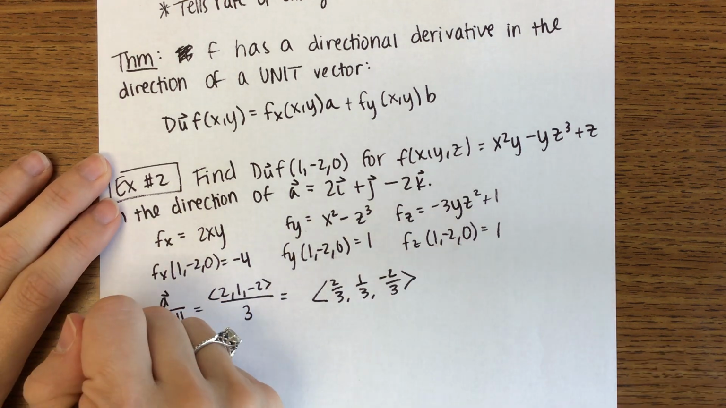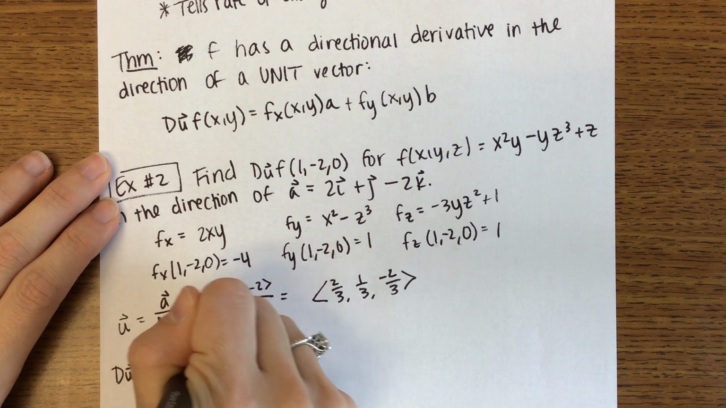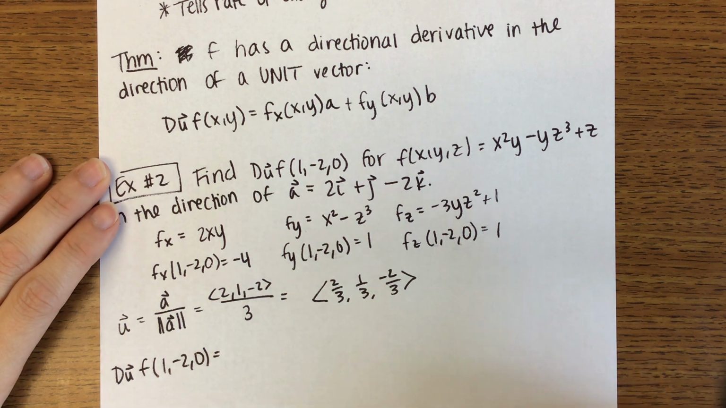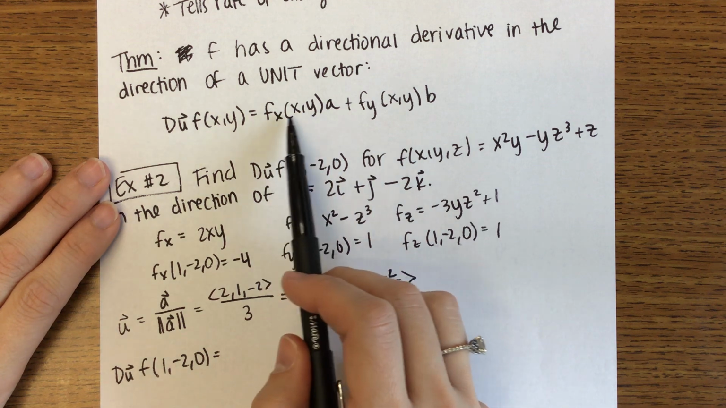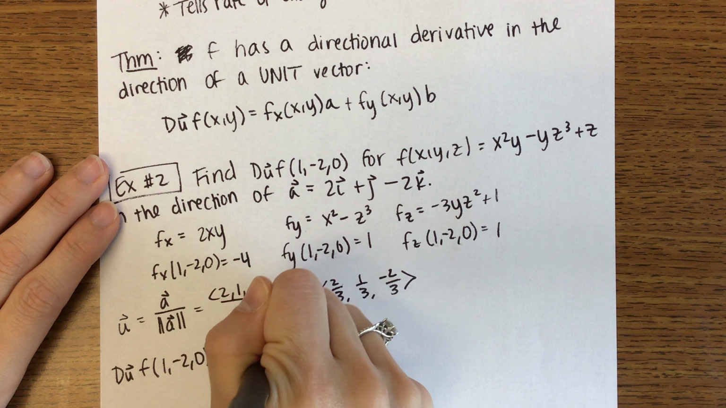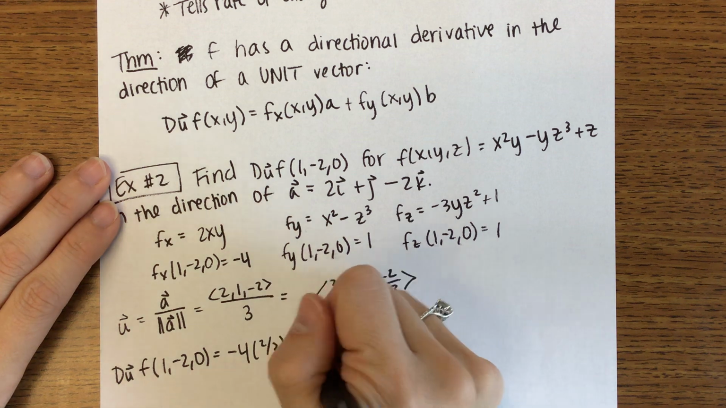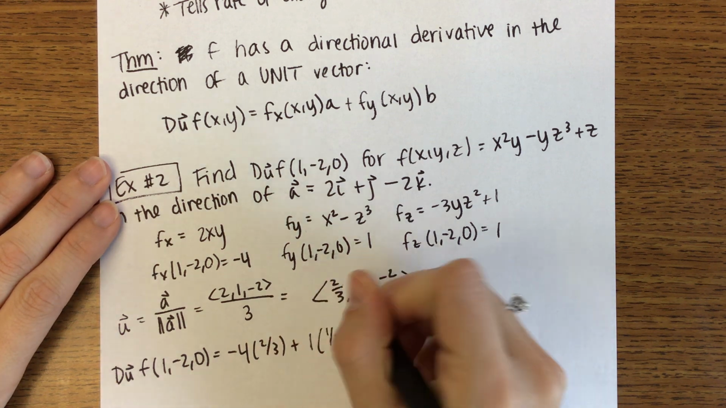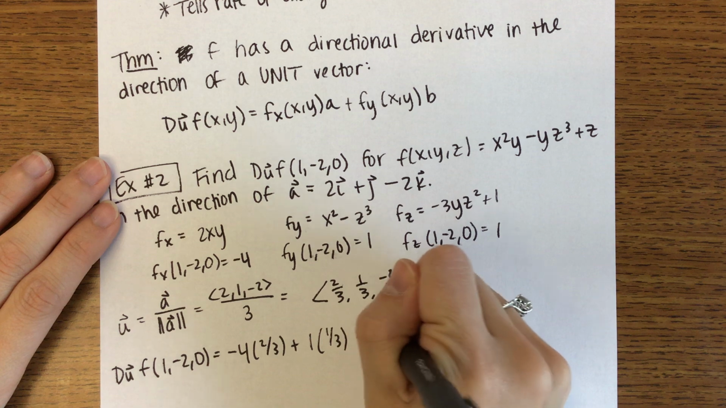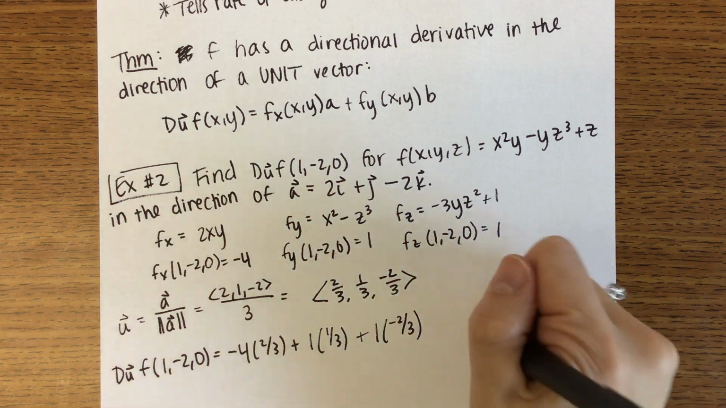So then our directional derivative at the point 1, -2, 0 is the partial of x at that point times a, so that'll be -4 times 2/3, plus partial of y times b, so 1 times 1/3, plus 1 times -2/3. So we get -8/3 plus 1/3 minus 2/3, which is -9/3, so -3.